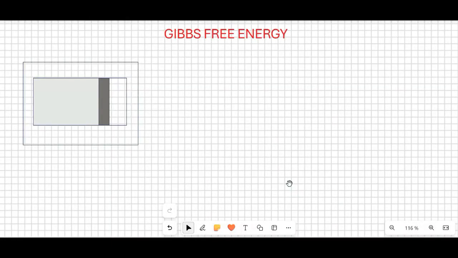Welcome to this lesson of chemical equilibrium about Gibbs free energy. This is a thermodynamical potential to calculate the maximum reversible work. Here we need an environment with pressure and temperature constant. This is a system with energy E that we represent as a piston.